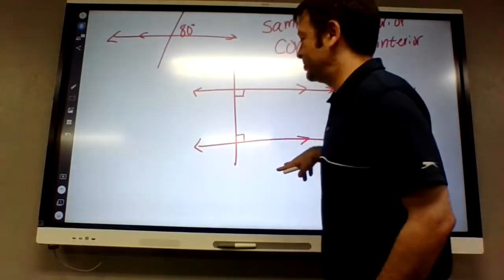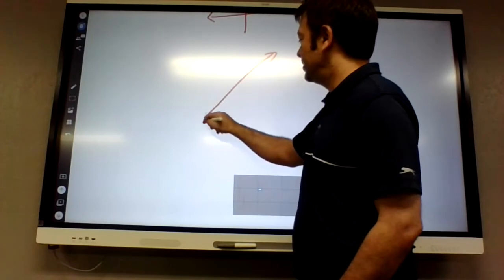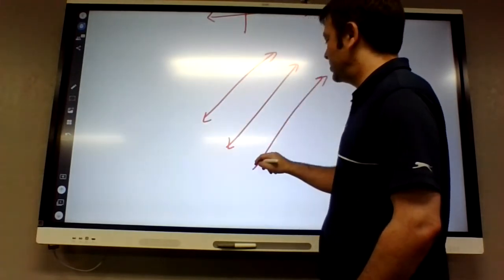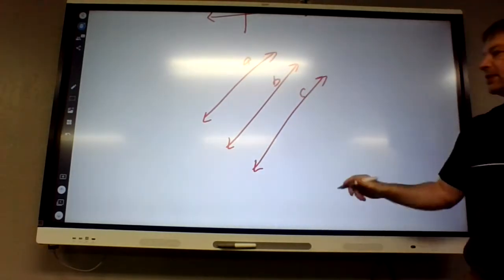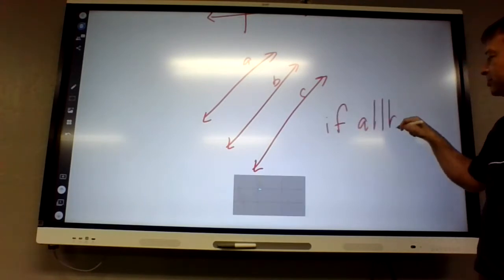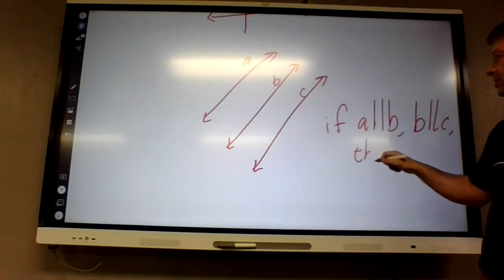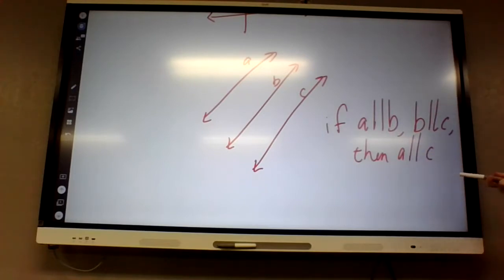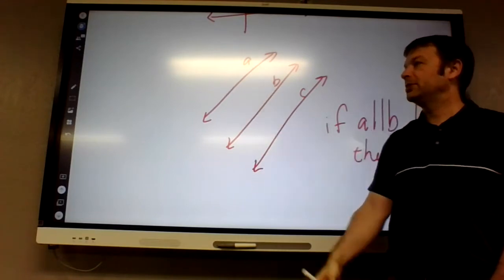Transitive property of parallel lines. I think we talked about this once, kind of, maybe not. If A is parallel to B and B is parallel to C, then A is parallel to C. Yeah. Transitive property works on parallel lines too. If these two are parallel and these two are parallel, these two are going to be parallel.